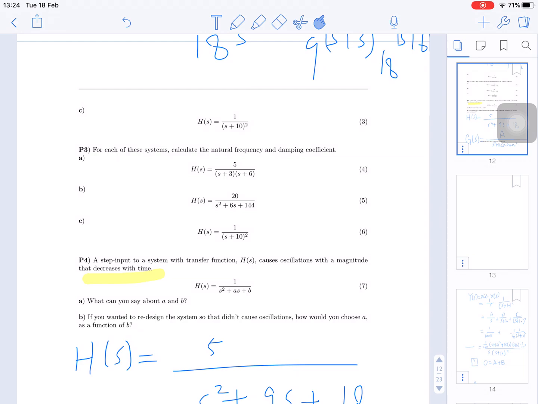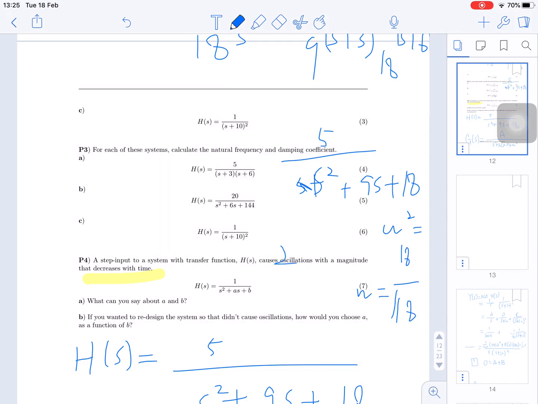3, which is calculating the damping coefficient. So the damping coefficient is calculated as follows. So it's 5 divided by s squared plus 9s plus 18. So omega squared equals 18. Omega equals the square root of 18. 2j omega s equals 9s. j equals 9 divided by 2 times omega, which is the square root of 18. So that is the first question.